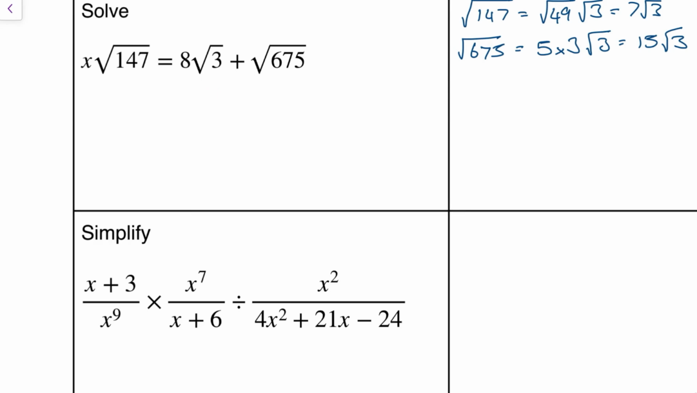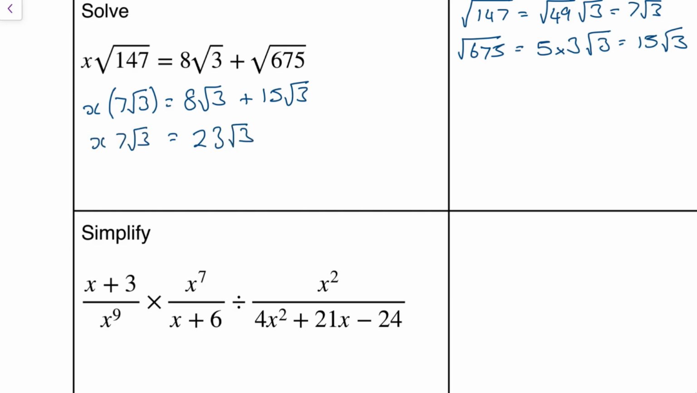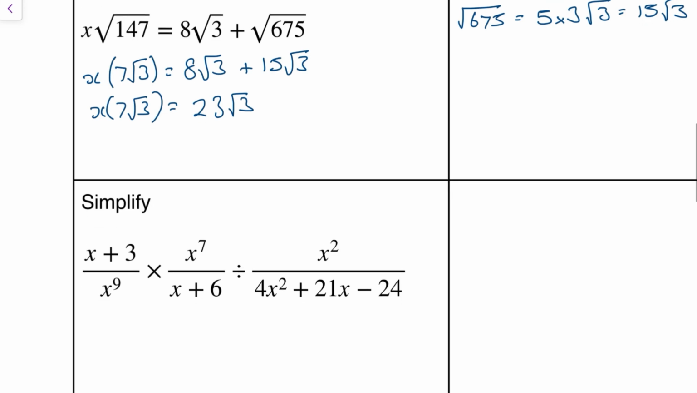I can say that this is the same as x times 7 root 3 is equal to 8 root 3 plus, what did I just work out? 15 root 3. 15 and 8 is the same as 23 root 3. And x times 7 root 3, I kind of hope that might be a nice number, but it's not a nice number, is it? So therefore, x is equal to, well, the root 3s cancel, which just leaves me with 23 over 7.